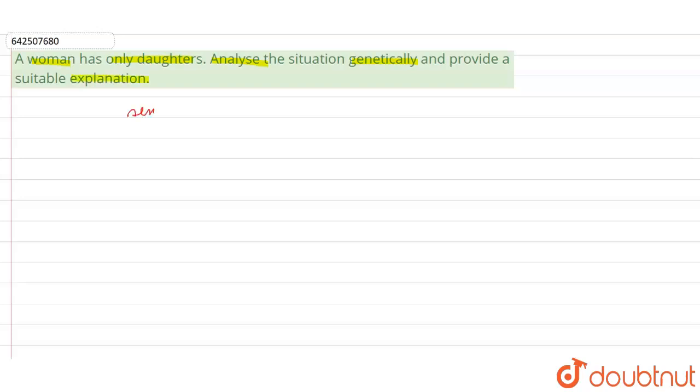In this question, it has been stated that there is a female who has produced only daughters. Now, we have to analyze the situation from a genetic point of view and provide an explanation for this. So, here we have to talk about the mechanism for sex determination in case of humans. Now, we all know that in human beings, sex of the individual depends on their chromosomes. Like all other characteristics, the gender is also dependent upon the genetic makeup of the individual. So, it is a chromosomal basis for sex determination, and we call this XY type.